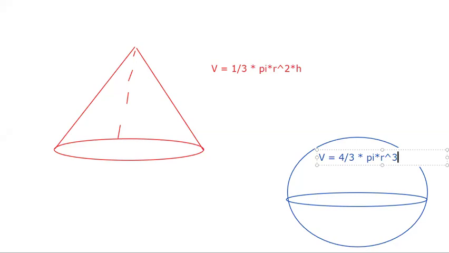Okay. The last shape that we have a formula for the volume is that regular pyramid, or that rectangular pyramid that we keep drawing.